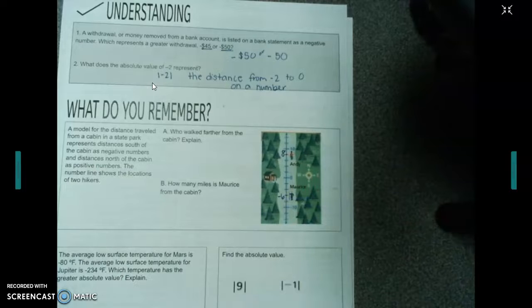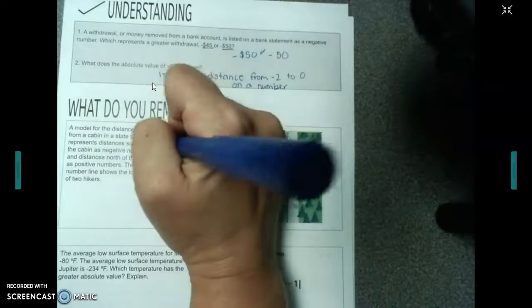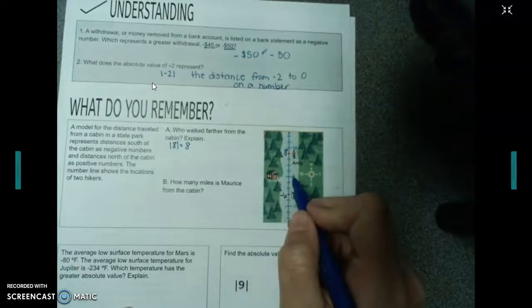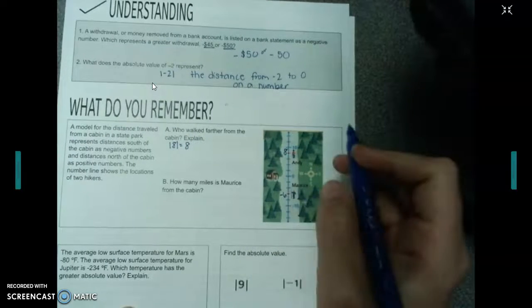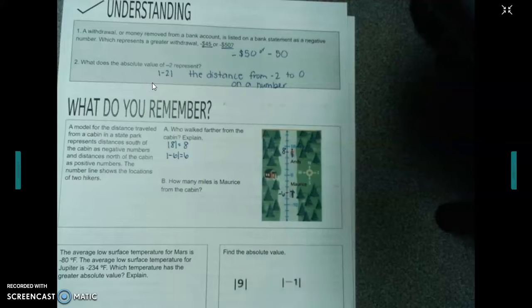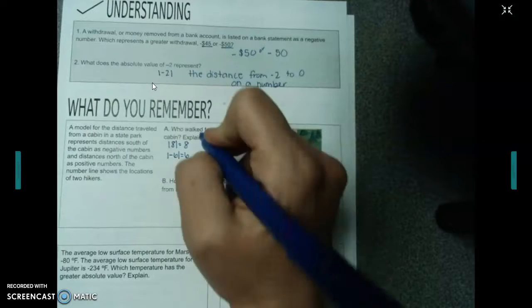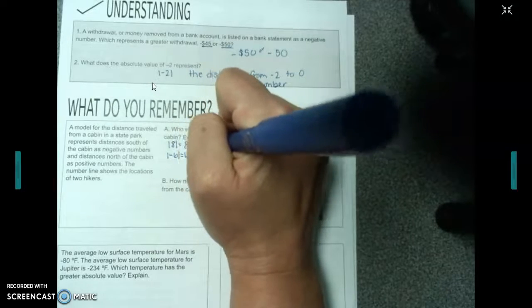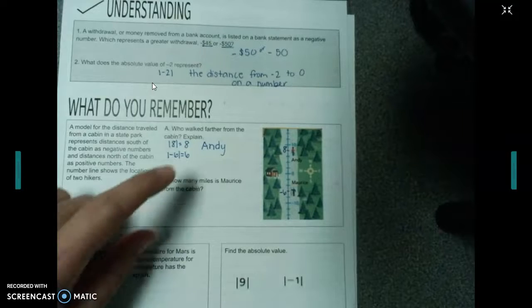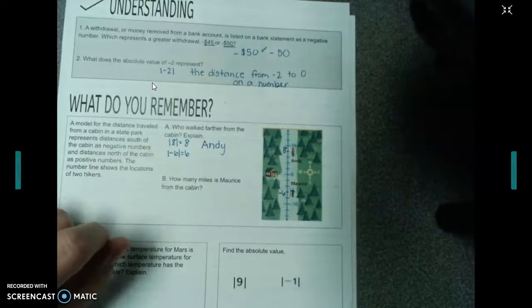But when I'm walking, I'm not going a negative amount. Either I'm going forward or backwards. You're still going a distance. So this is where absolute values come into play. The absolute value of 8 is 8. So Andy went 8 units away. Maurice went, the absolute value of negative 6 is 6. Maurice went 6. So who went further? It was Andy, because 8 is bigger than 6, obviously. In explaining, we already did that with our work right here.